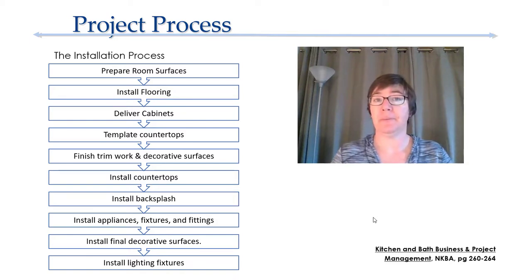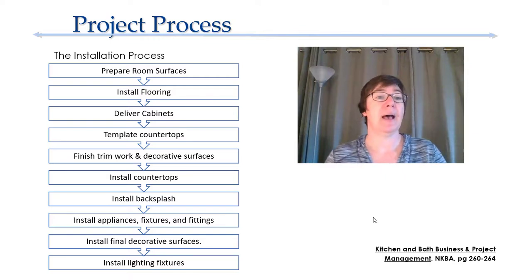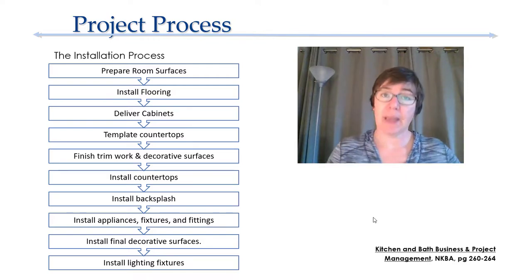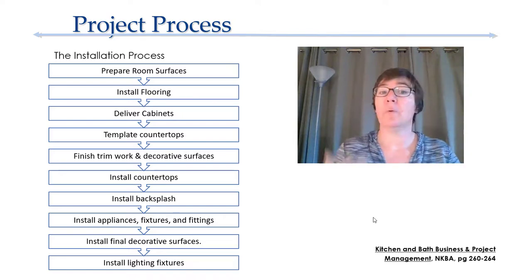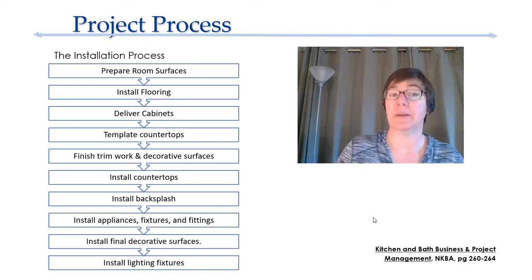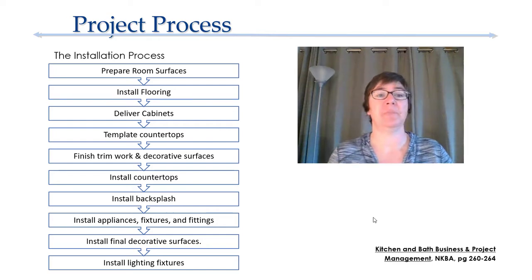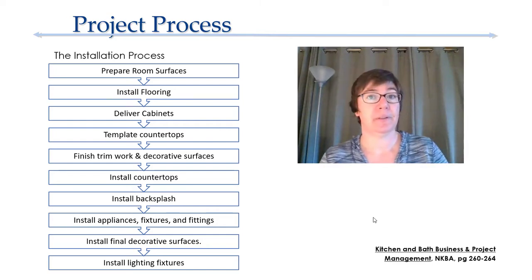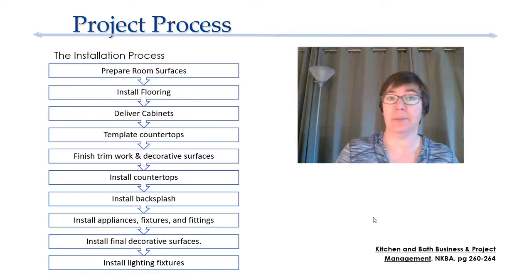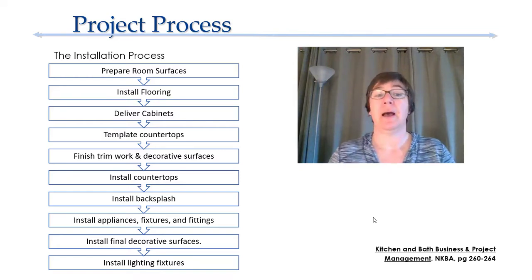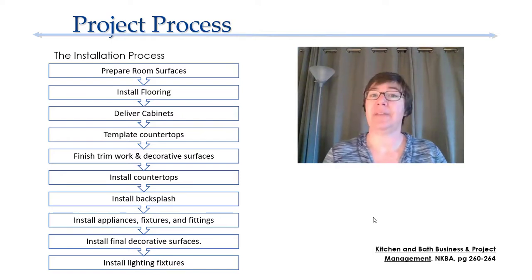Next, the cabinets are delivered. Once they are in place, you're going to template the countertops. Those countertops aren't templated or ordered until after the cabinets are installed. While you're waiting for the countertops to be delivered, there's some trim work. Finish your decorative surfaces. Next, you install the countertops and the backsplash. The next step is to install the appliances, fixtures, and fittings, anything else that might be decorative. And one of the last things to go in is your lighting fixtures.